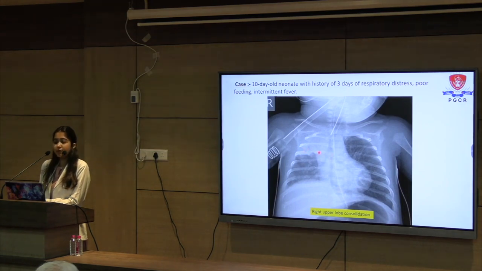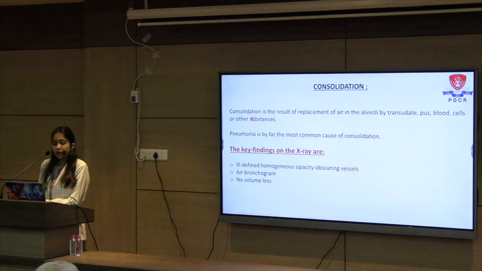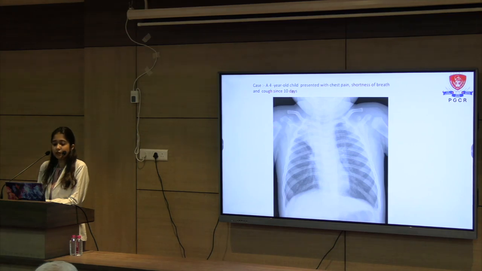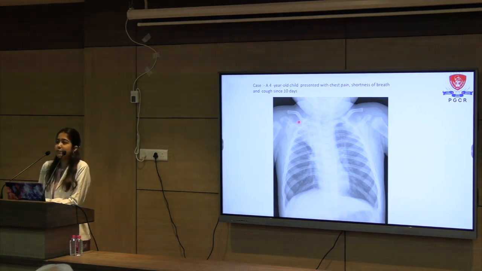So this is suggestive of right upper lobe consolidation. Here there are no signs of volume loss and the trachea is central. Now consolidation is the result of replacement of air in the alveoli by transudate, pus, blood cells or other substances. The key findings are well-defined homogeneous opacities obscuring the vessels with air bronchogram signs, and the most important thing is there is no sign of volume loss. Now this is a 4-year-old child who presented with chest pain, shortness of breath and cough since 10 days. Anyone? What can you appreciate?